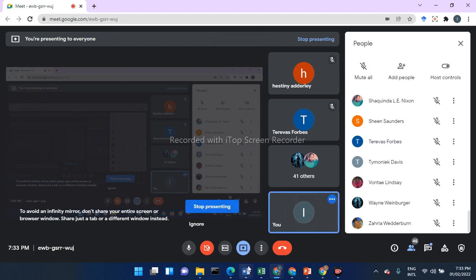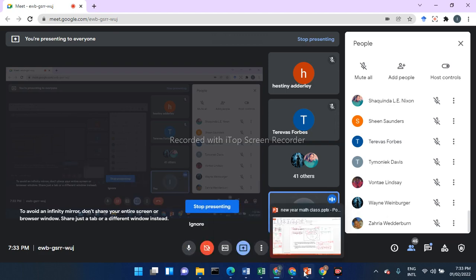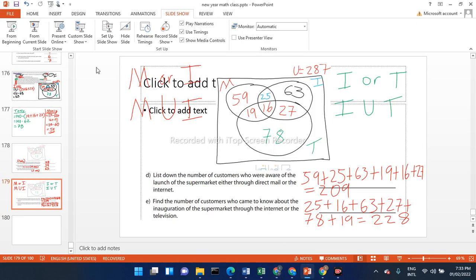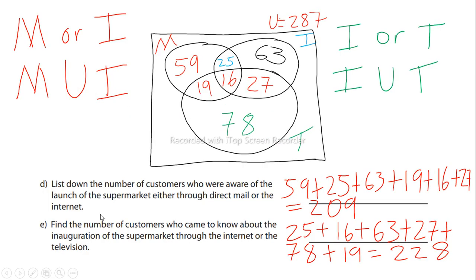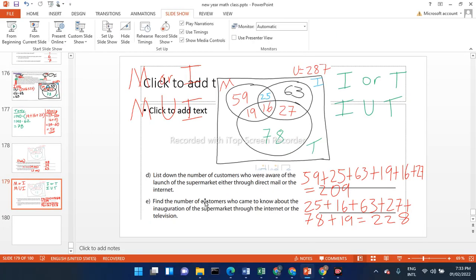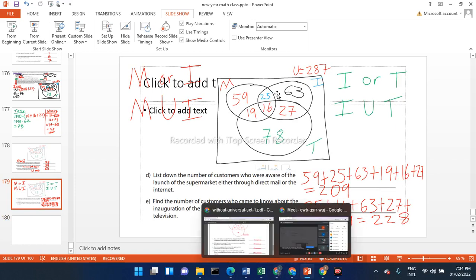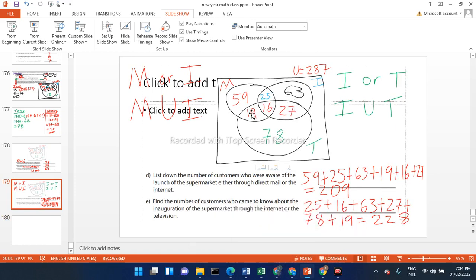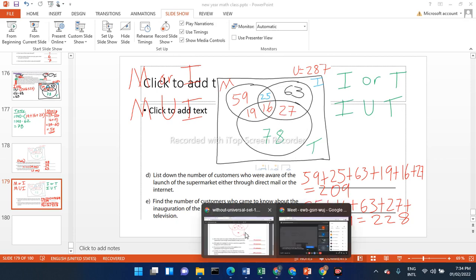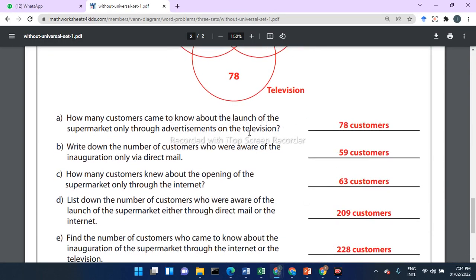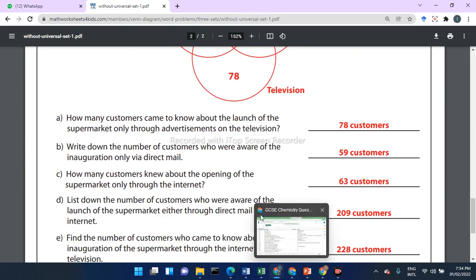I'm so sorry. Alright, so moving right along. So 228. Find the number of customers who came to know about the inauguration of the supermarket through the internet or the television. The answer is 228. Any questions on that before we move off of that? No, sir. So all we did was add these two sets. So 228 customers is correct.